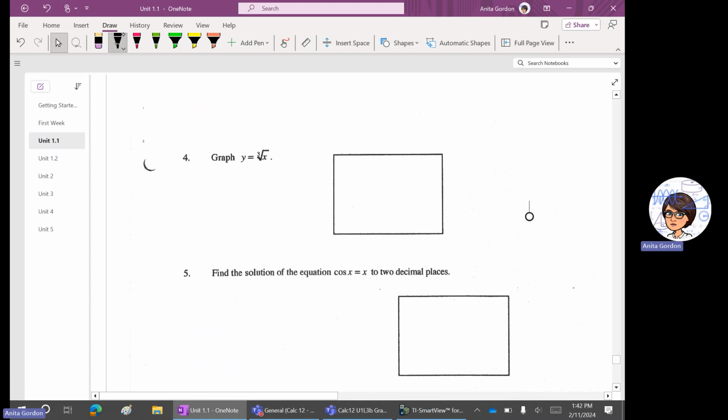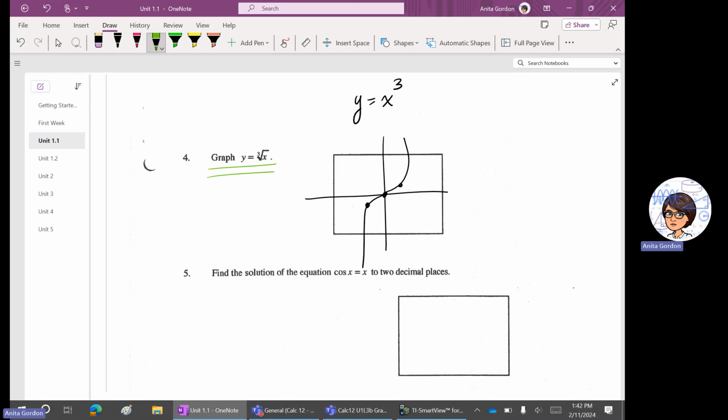Here we have a cubic graph. Now, if we have, sorry, it's a cube root graph. A cubic graph looks like this. We have 0, 0, 1, 1 as our key points. When we graph a cube root, it is essentially like reflecting it in the y equals x line. And we are now going to have the same looking graph, but it will be on its side with the key points still in the same spot.